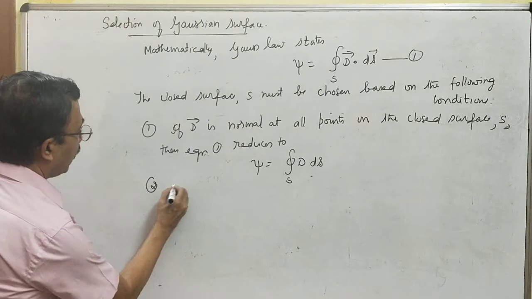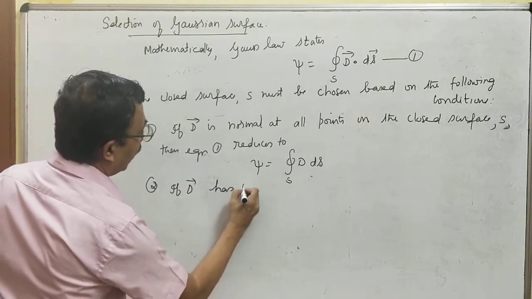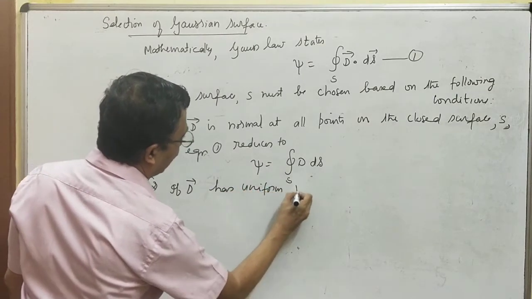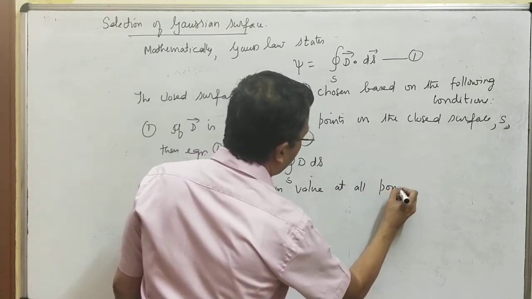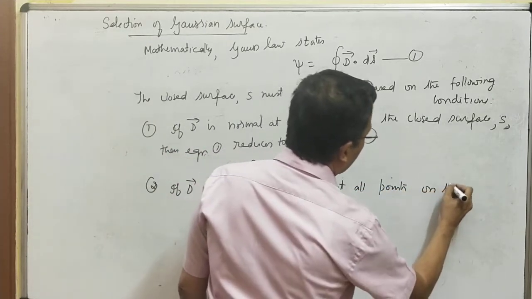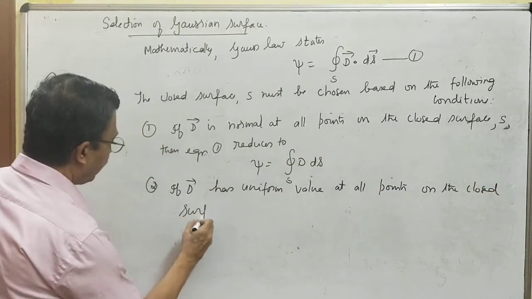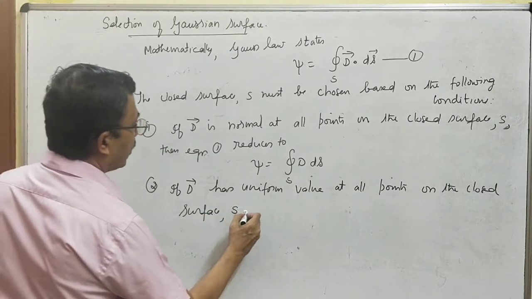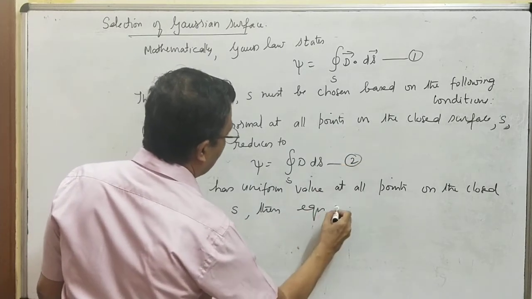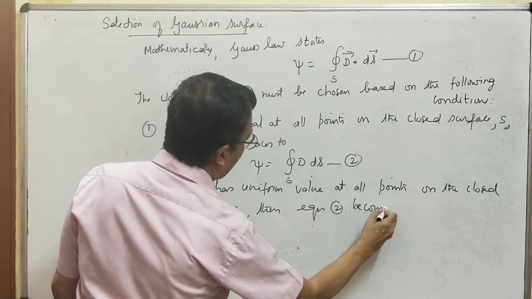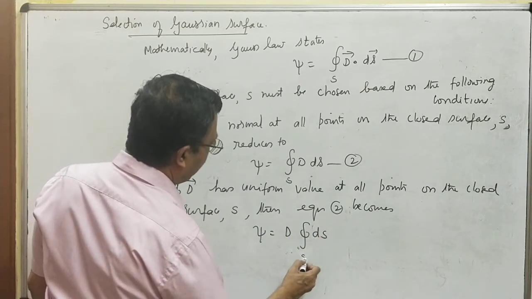Second one, if vector D has the same value, uniform value, at all points on the closed surface, then equation 2 becomes psi is equal to D into closed surface integral dS.